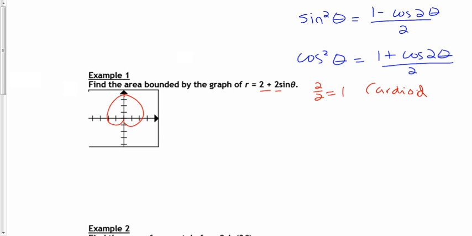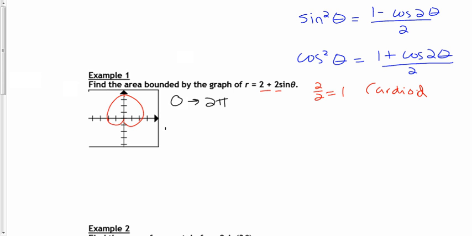So the next thing I need to know is, if I were to graph this, what thetas would I need to make one full cardioid? And for the cardioid, we need to go from 0 to 2 pi to get the entire graph. So because we want the area bounded by the whole graph, we're good with our bounds. Our bounds need to start at 0 and go all the way to 2 pi. That would give me this entire graph.